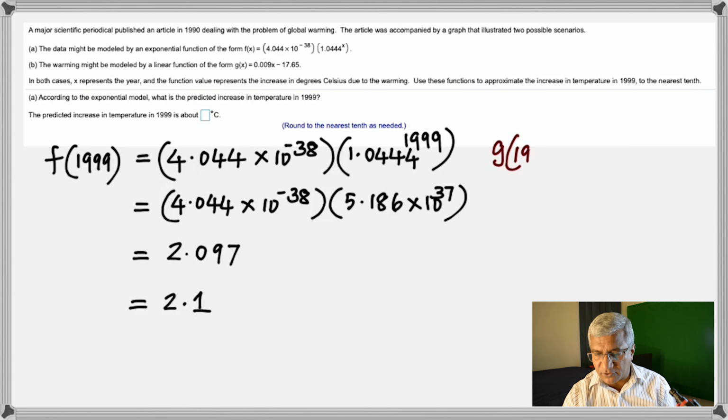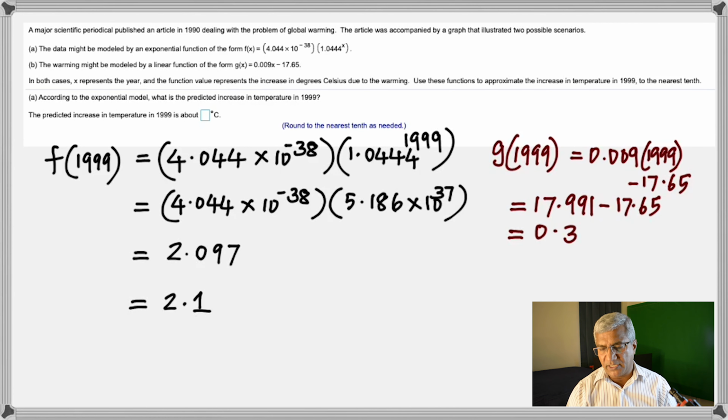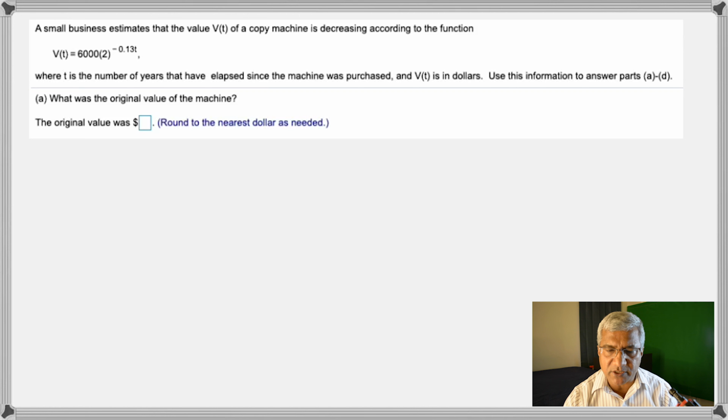Then it's asking you to find the other function. Do the same for the other function. Just again, where you have t, put 1999. It's a linear function, and calculate it. You get 17.991 minus 17.65, which gives 0.3. That's how we do that. All right, so the last question here, I'm just doing one part of that.